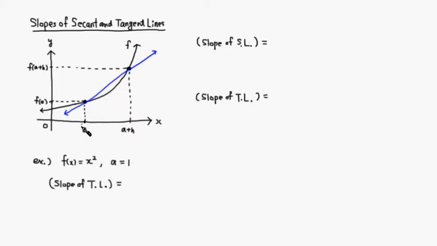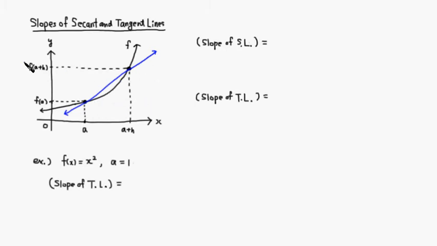Say the first point is a comma f of a. And for the second point, I'm going to move to the right by h units, so a plus h, comma, f of a plus h. So you have 2 points there. Once you have 2 points, all you really have to do is use the slope formula to find the slope, so basically rise over run.